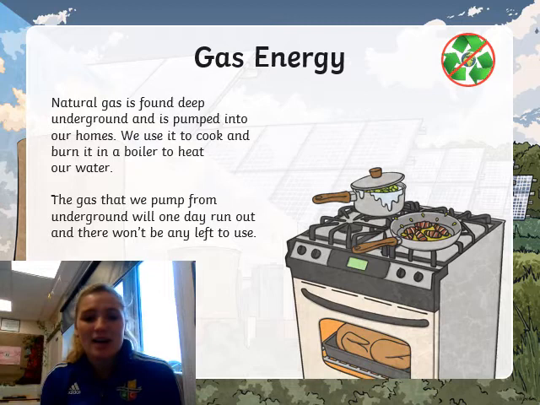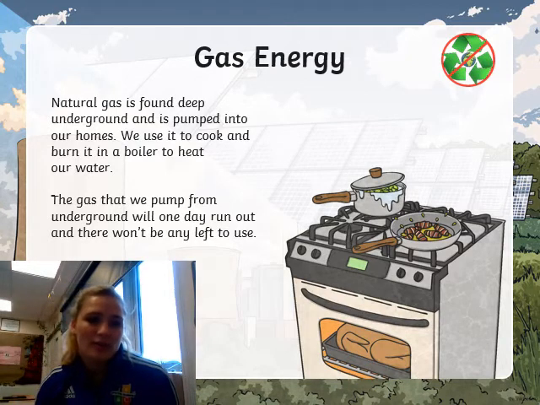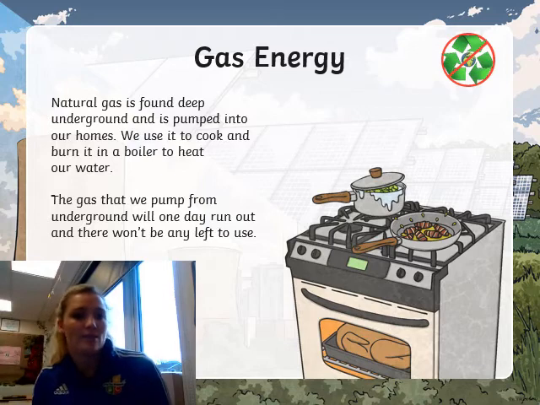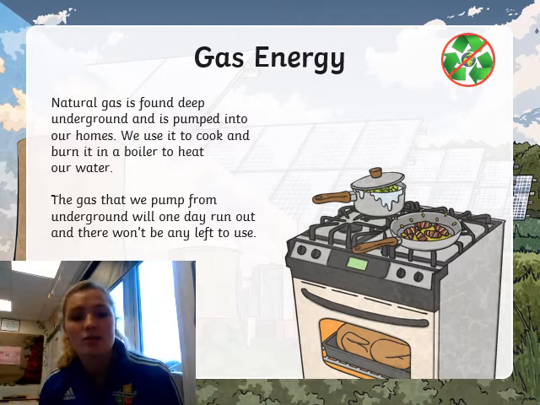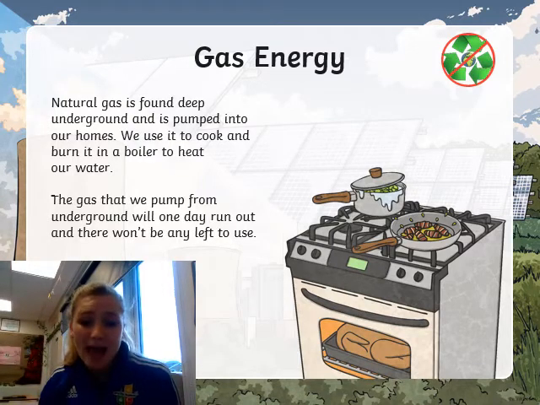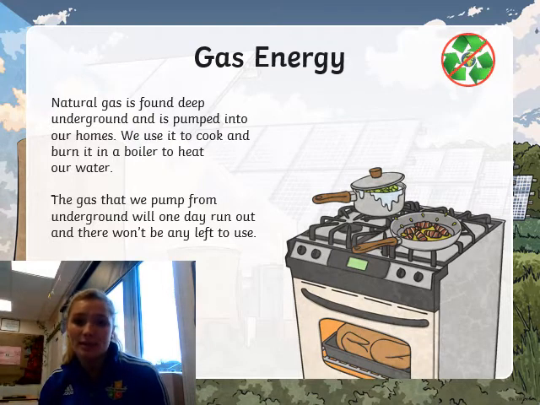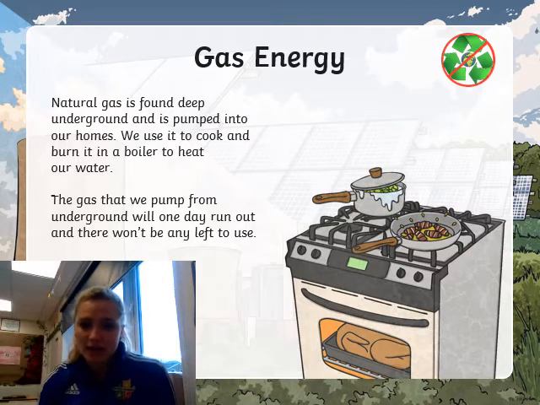So gas energy. Natural gas is found deep underground and is pumped into our homes, and we can use it to cook, to boil and heat the water and keep us nice and warm in our homes. Now this gas that we pump from underground will one day run out, and so there won't be any left to use. So that is why we need to keep finding new ways to make this energy and to provide this energy into houses so that it doesn't run out.